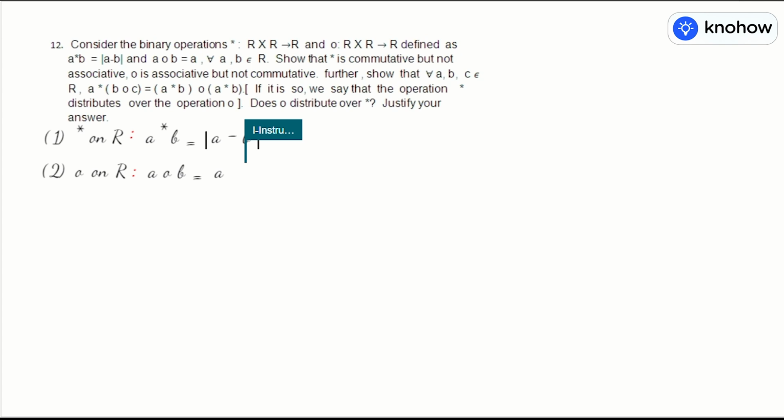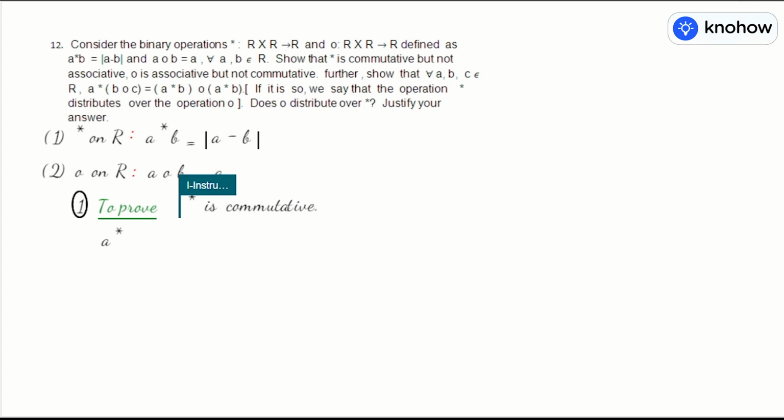Okay. Now we have to prove. Let me take one by one. In the first part, I have to prove that star is commutative but not associative. So let me prove star is commutative.